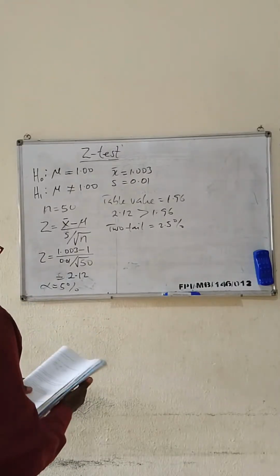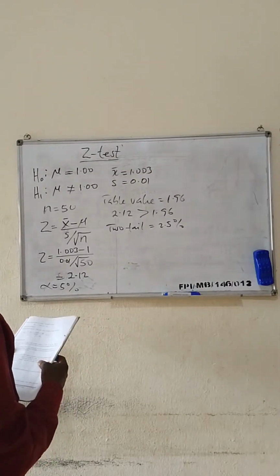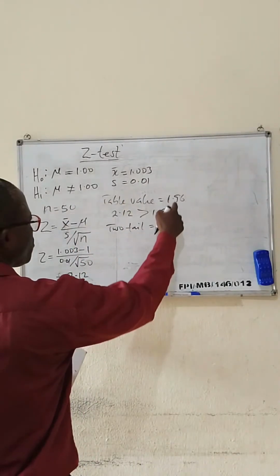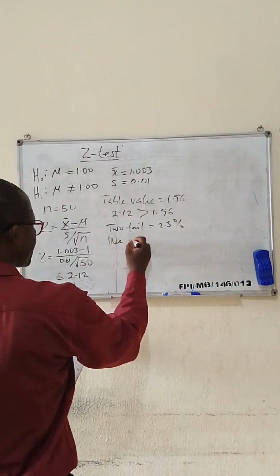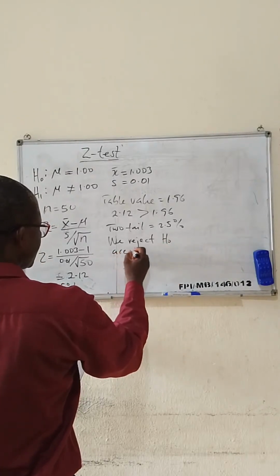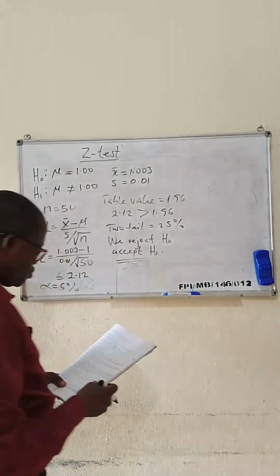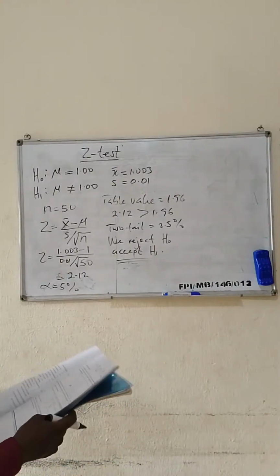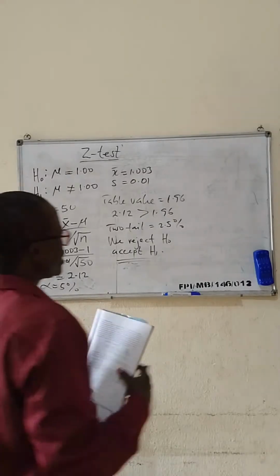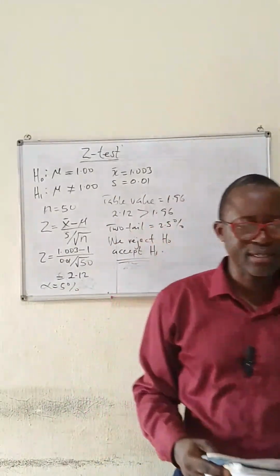Now we want to make a conclusion about that calculation. What will be our conclusion? We reject H naught because what we calculated is higher than what we saw on the table. So we reject H naught and accept H1. That is the conclusion there. That is how we apply the Z test. Now the next one will be another test statistic, and that is the chi-square test.